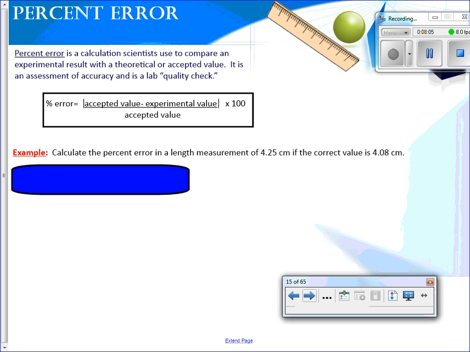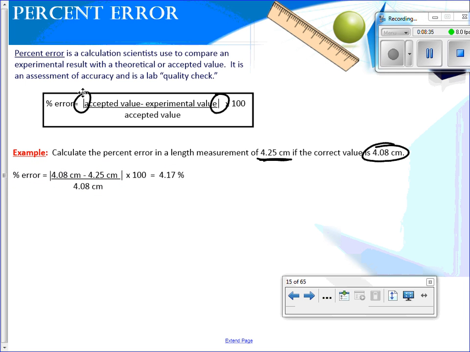Percent error is a calculation we use to compare the expected results with the accepted results, or the theoretical to the accepted value. Notice these signs here. This indicates absolute value, which means when you subtract, you're always going to get a positive answer. So it says calculate the percent error in a length of measurement that is 4.25 centimeters if the correct value is 4.08. So we'd need to do 4.08 minus the experimental. Take that absolute value, divide it by the accepted, multiply by 100, and you should get 4.17.